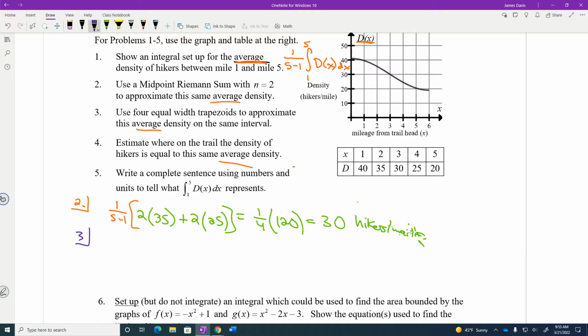So it's supposed to be 4 equal ones. Well, we got 1 to 5, so that makes sense. There seem to be 4 logical divisions. And then each trapezoid will go up and over like that. That's going to be a pretty good approximation. And we need to keep this 1 over b minus a, so we'll have the 1/4 in front.